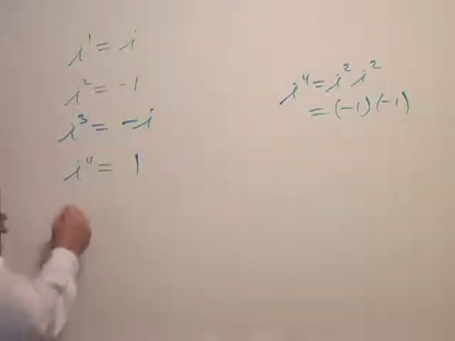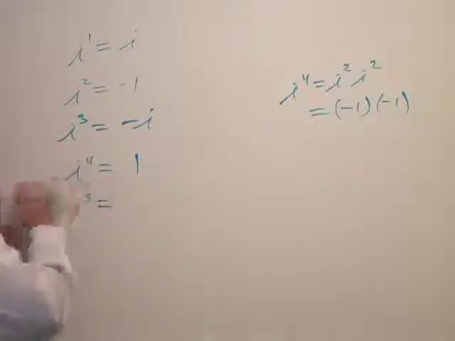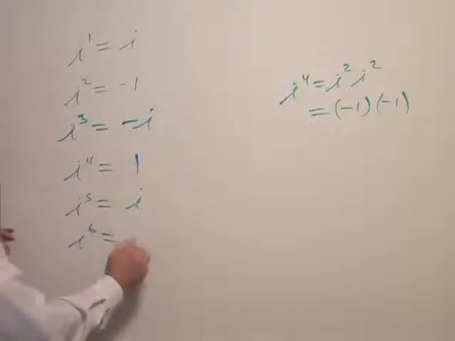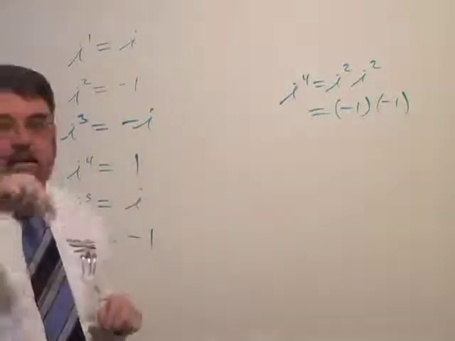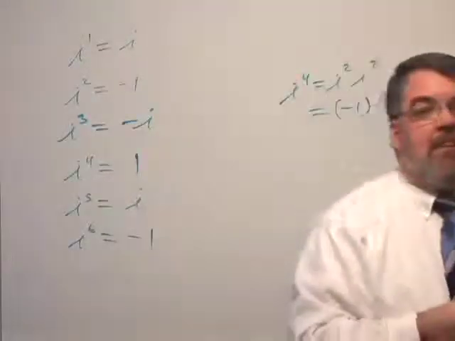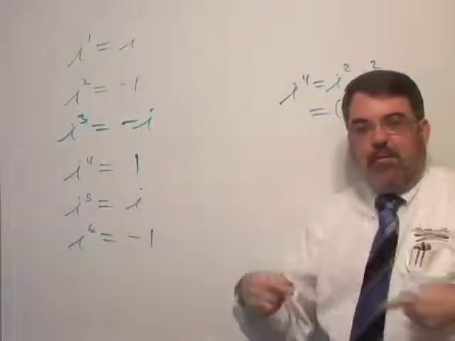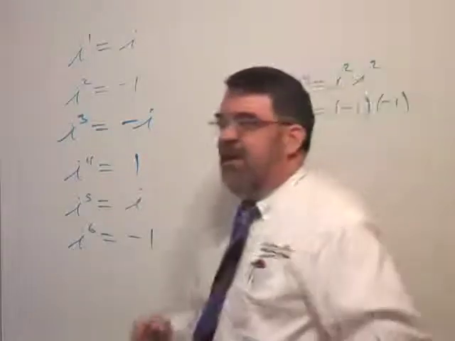And now if we go to the fifth power, this will be i times i to the fourth, which is i. i to the sixth will be i squared times i to the fourth. That's negative 1. And you'll see this pattern cycle over again. It'll recycle itself. So these four numbers keep turning over cyclically, which makes it kind of interesting.